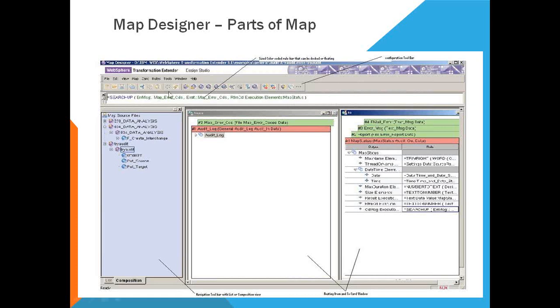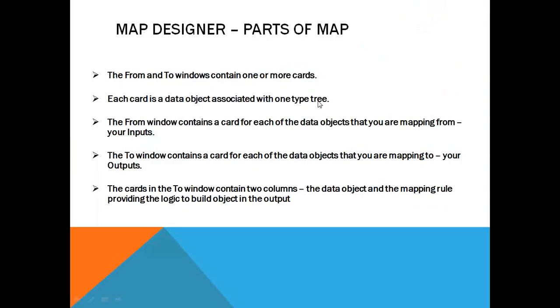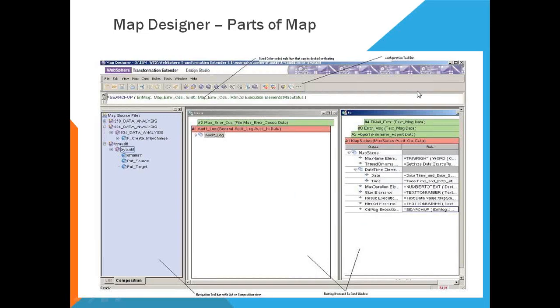And this is the mapping rules. Okay. Then parts of the map. So parts of the map, it has a from window and a to window. So this is the from window, this is the to window. So it will have input cards, and this side it will have output cards. Okay.